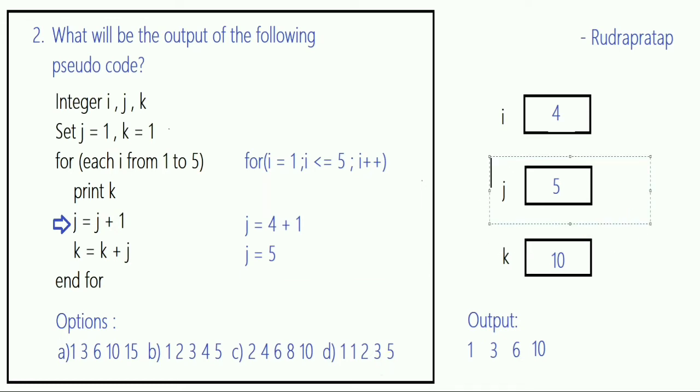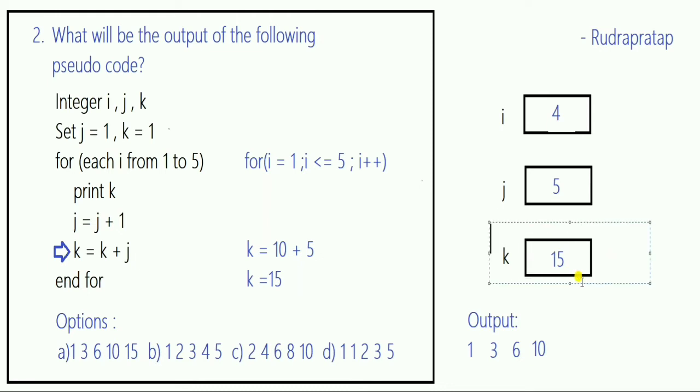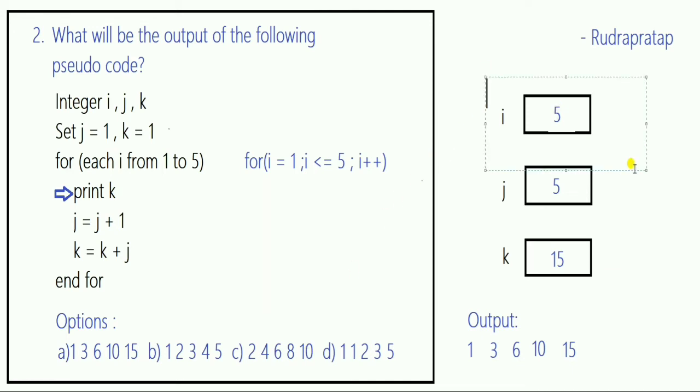And after that we have the statement k equal to k plus j. The value of k is now 10, 10 plus 5, 15. This 15 is assigned to the variable k. And after that the value of i is again incremented. Now the value of i becomes 5. It will check the condition 5 is less than or equal to 5. This condition becomes true. It will again print the value of k, which is 15.